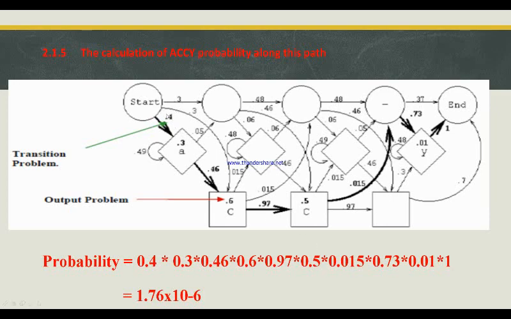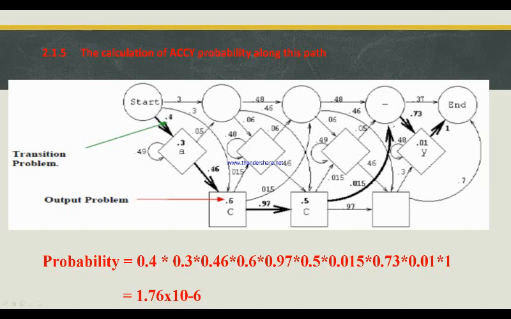This is 0.4, and then it goes here 0.3, so 0.4 times 0.3, and then after that A goes to the C state. So we have two here, 0.46 and 0.6. After that it goes to another C state, which is 0.4497 times 0.5. After here, you can see it goes to the silent state. It doesn't go to the match states. It goes to the silent state.